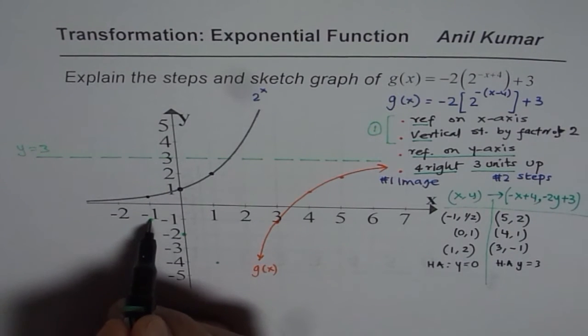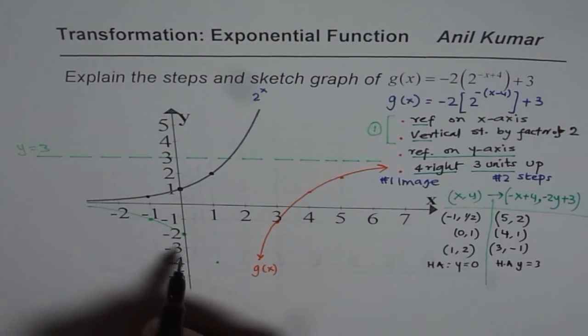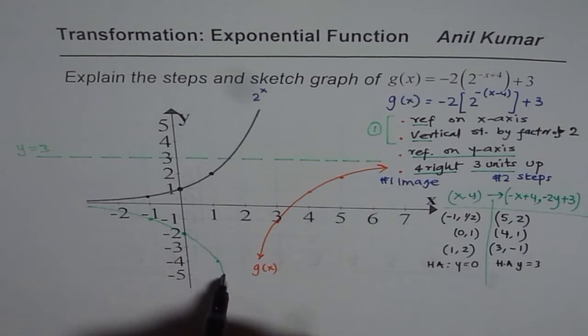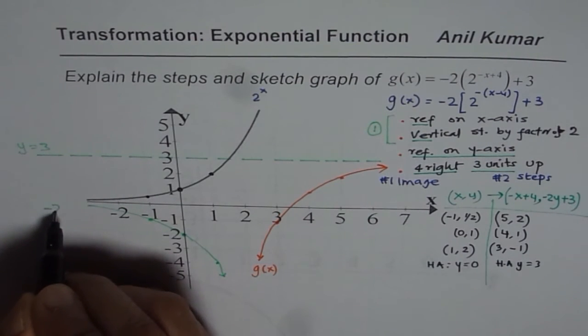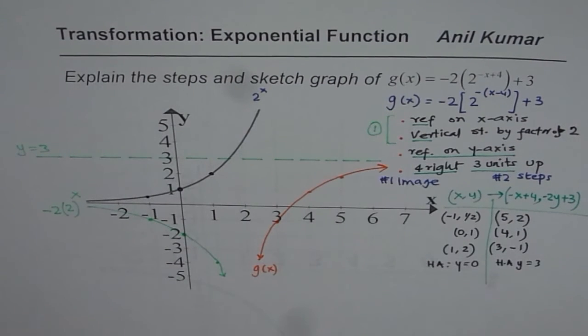And this is approaching 0 as x approaches a very high value. So we get a graph which is kind of like this. Do you see that? So this is the graph for, let me write here, minus 2 and within bracket 2 to the power of x. So we have incorporated the first step.